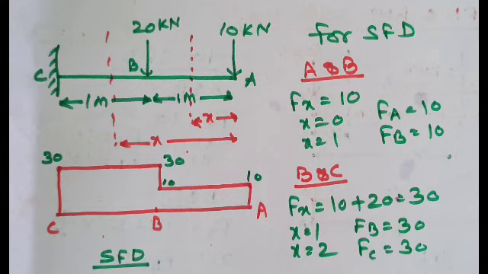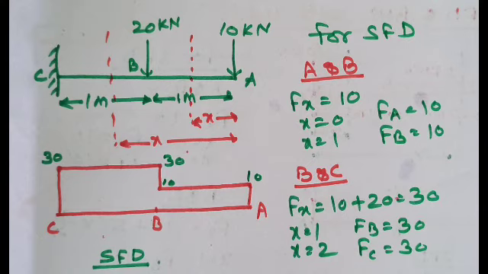Now we will take another section between B and C. In this case, up to the section we now have 2 point loads, 10 kilonewton and 20 kilonewton, both acting downward. So the new equation will be Fx equal to plus 10 plus 20, that is 30. Now put x equal to 1 and x equal to 2, so you will get Fb equal to 30 and Fc equal to 30.